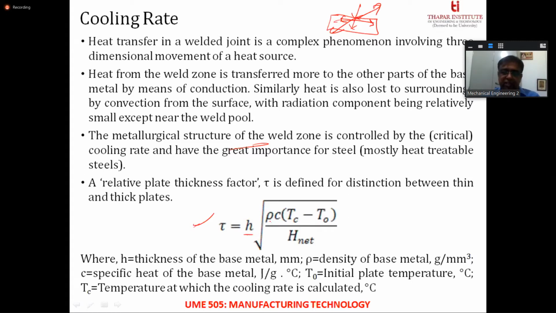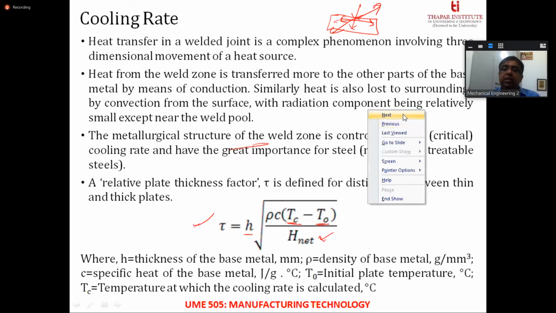is the density of the base metal, C is the specific heat of the base metal, that is Tc. Tc is the temperature at which the cooling rate is going to be calculated, minus T naught. T naught is the ambient room temperature or the initial plate temperature, whatever you want to call it, and the H net. H net you already know, it is F1 into V into I divided by velocity.